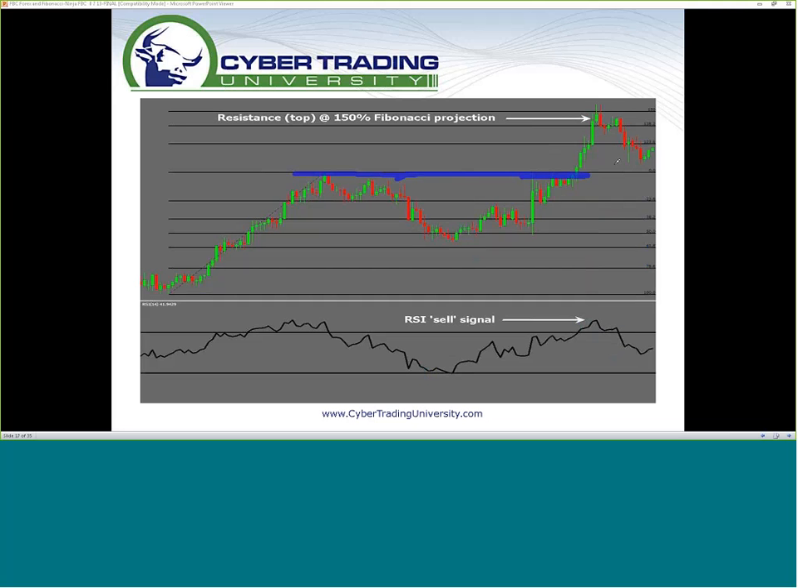We said, well, should I take profits here? We're at the 23.6 projection. Well, the RSI is just beginning to break out here. Let's give it a little bit more room. 38.2%, maybe, but the RSI is still going up. But what happened? At the 50%, that's when the RSI turned back down.